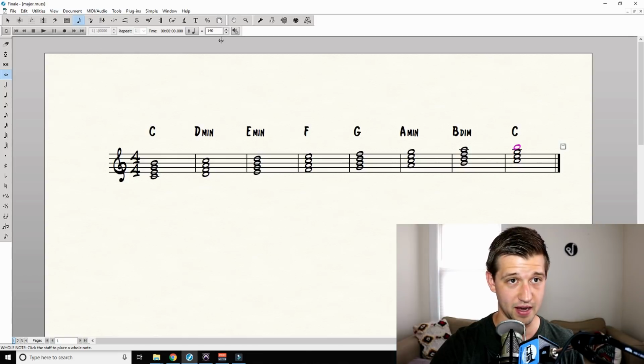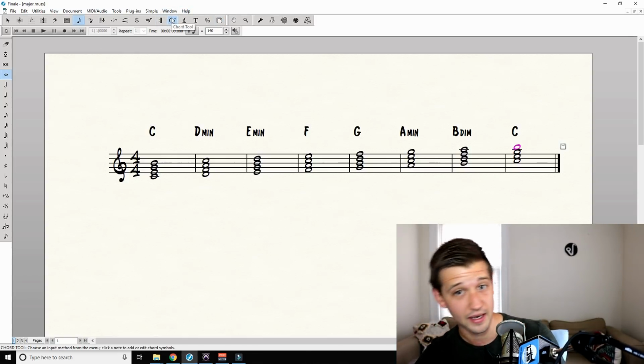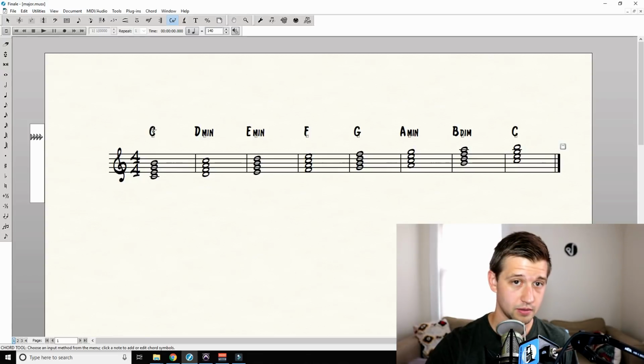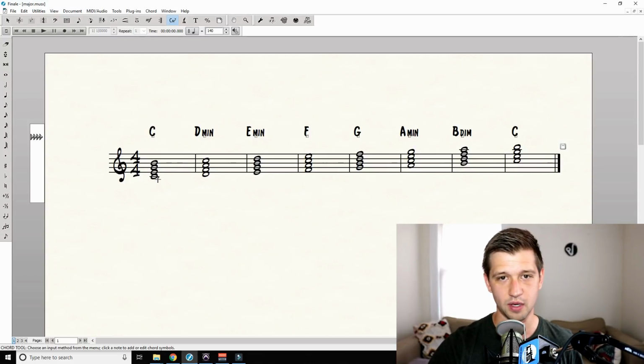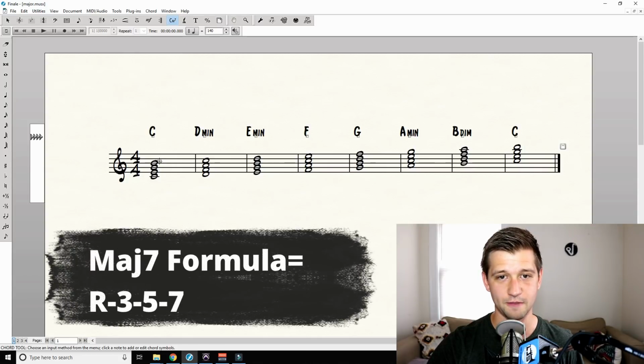So let's talk about that. Going back to my first chord, I already know that it's a major triad, so the best assumption to make is that it's going to be a major seventh. And that's true because if we look at this B up top, B is a half step away from C. I know that there's a half step relationship. It's going to be a major seventh.